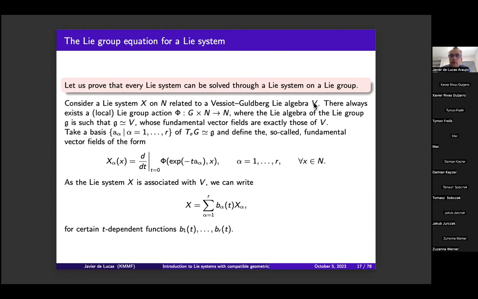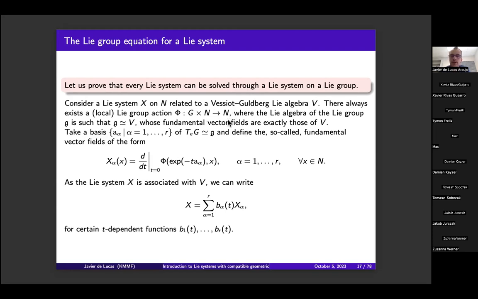So let me recall something about differential geometry that maybe you know, maybe you don't. When you have a certain finite-dimensional Lie algebra of vector fields, there is always a Lie group action acting on N in such a manner that the fundamental vector fields of this Lie group action are exactly the vector fields of the Lie algebra V.